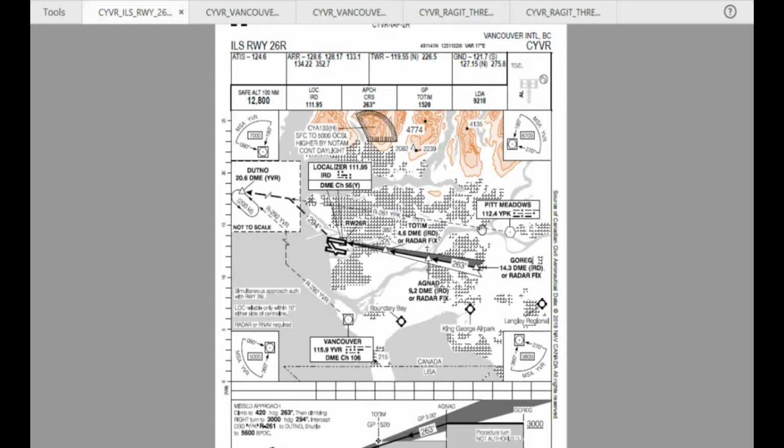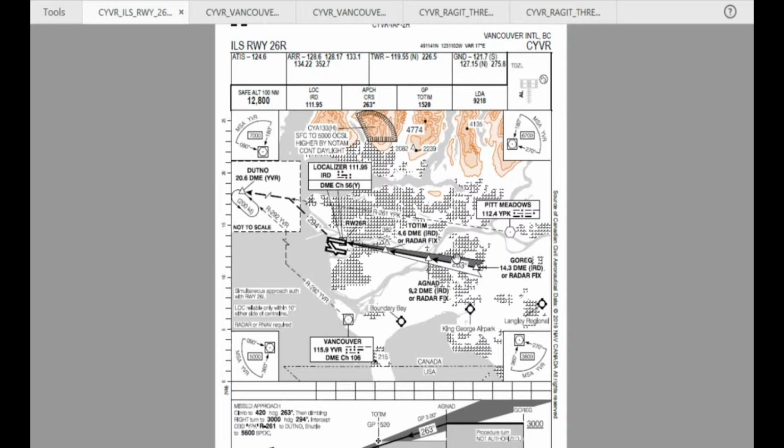All right, so moving on to this area right here, we can see the fixes on the approach. So Goreg, Agned, and Totem. And Totem is the final approach fix, so we want to be fully established by this point. And if we don't, that usually merits a go-around. By fully established, I mean you need to have your approach speed set, gear down, flaps set to whatever your landing flaps are, etc.